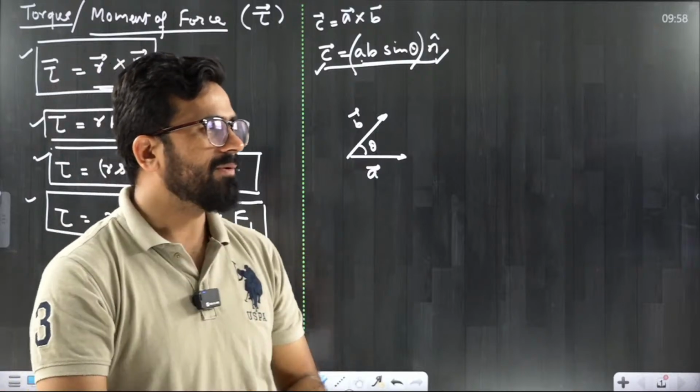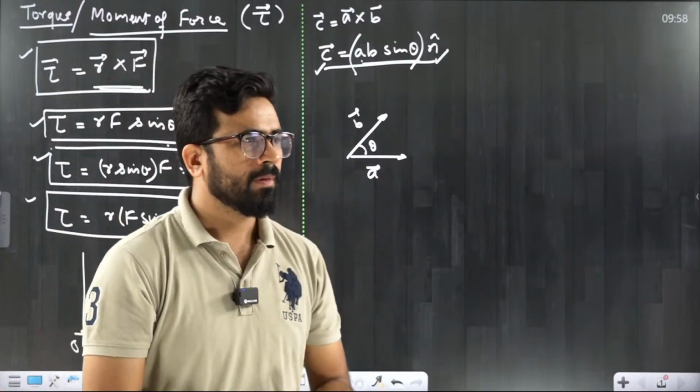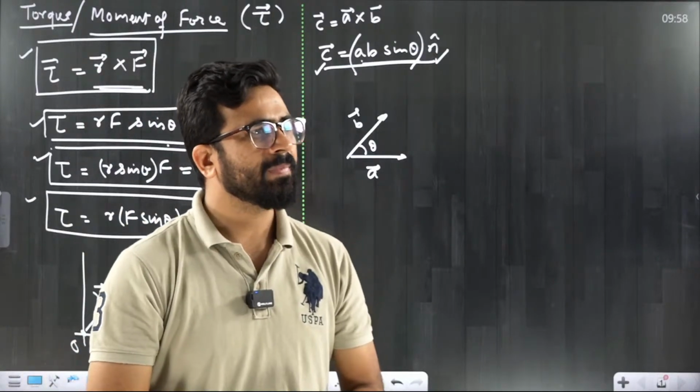Is it clear to everyone? Please reply. Please reply. Is it clear to everyone, beta?